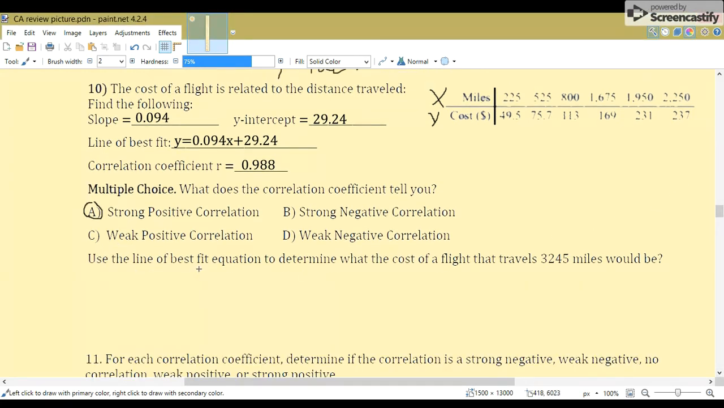Use the line of best fit equation, which is up here, to determine what the cost of a flight that travels 3,245 miles would be. So, our miles is the x, and remember y is a function here. We can also call it f of x. So our input is going to be 3,245 miles.